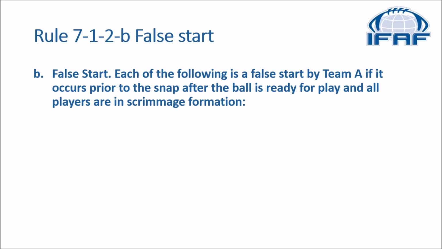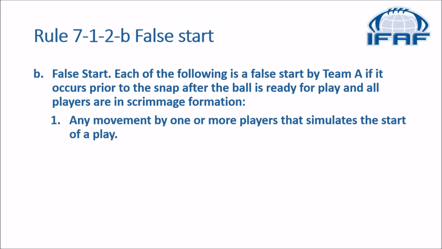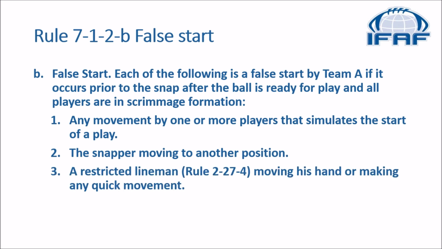In the rulebook, we go to Rule 7-1-2 dealing with false start. Each of the following is a false start by Team A if it occurs prior to the snap, after the ball is ready for play, and all players are in scrimmage formation. 1. Any movement by one or more players that simulates the start of a play. 2. The snapper moving to another position. And 3. A restricted lineman according to Rule 2-27-4, moving his hand or making any quick movement.